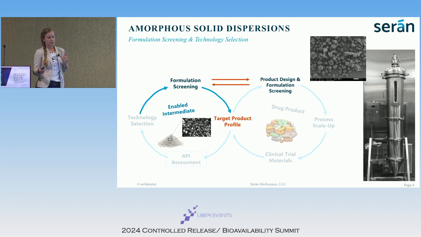So now if we think about this intersection of where the API is being assessed, you've selected a technology, and then you actually have to develop that intermediate. And again, all of you are probably familiar with amorphous dispersions at this point, the ideas that go into actually developing these and screening for the best formulation.